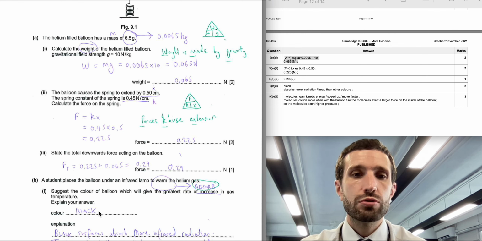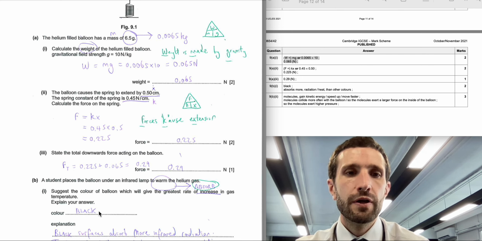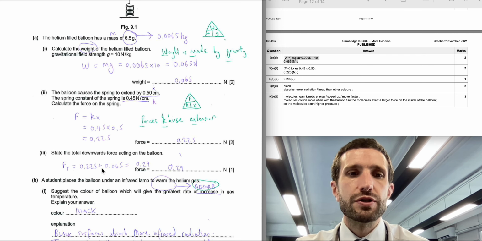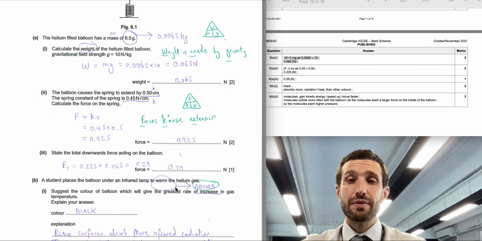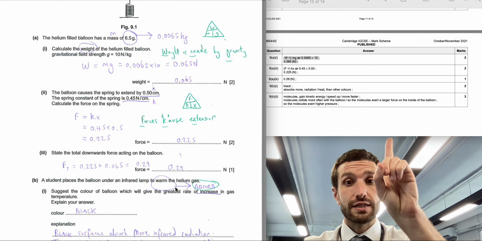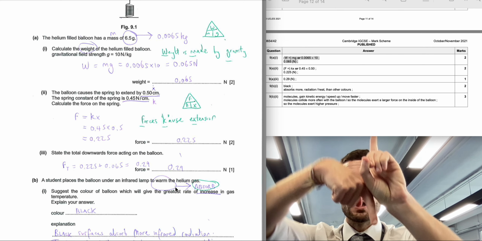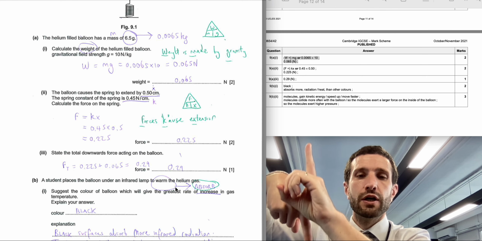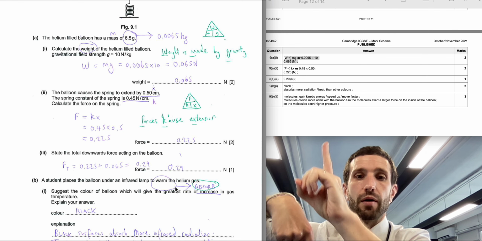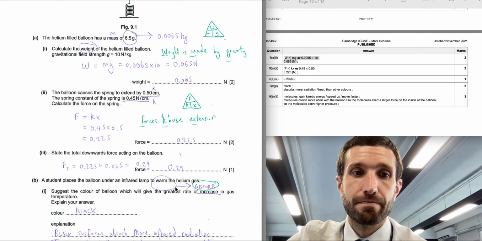So we actually have a total force there of the sum of the two, 0.065 plus 0.225, 0.29 newtons. And what that really means is that the total upward force is 0.29 newtons because it's balancing the downward force. So we've got down 0.29 and up also 0.29.